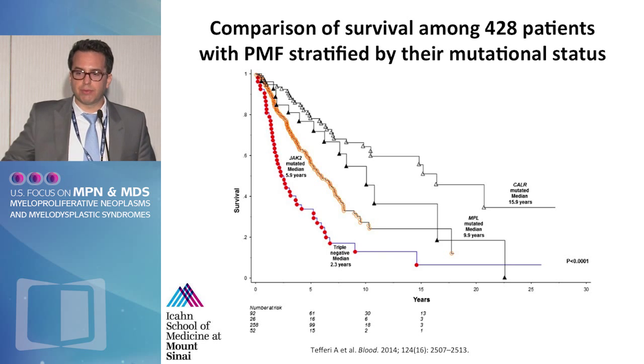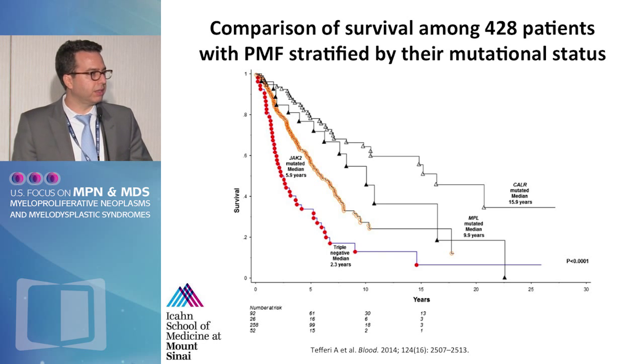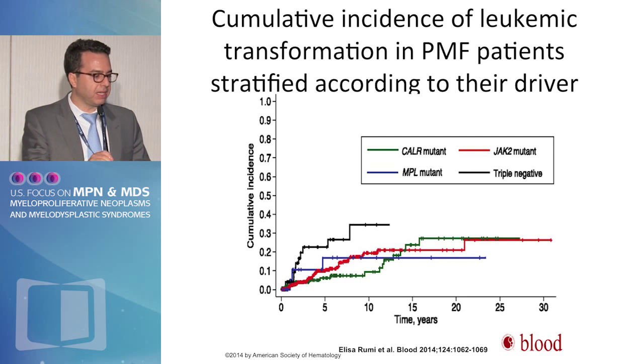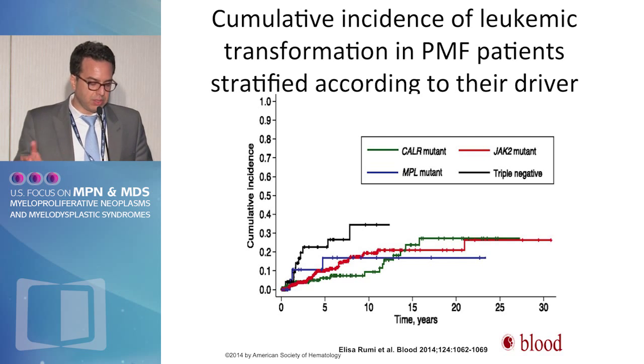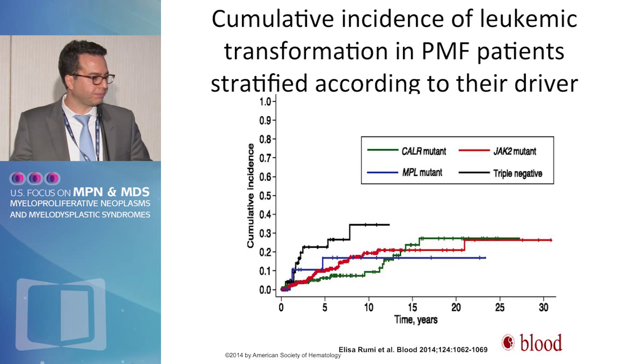Of course, that does nothing for someone who has a calreticulin mutation, who you're telling at their office visit, oh, this is a great prognostic marker, and their blast count is 10%. Cumulative incidence of leukemic transformation of PMF. Again, this is another cut of the pie by Italian colleagues, which again shows that there's an increased risk of leukemic transformation in the triple negative population compared to the calreticulin population.